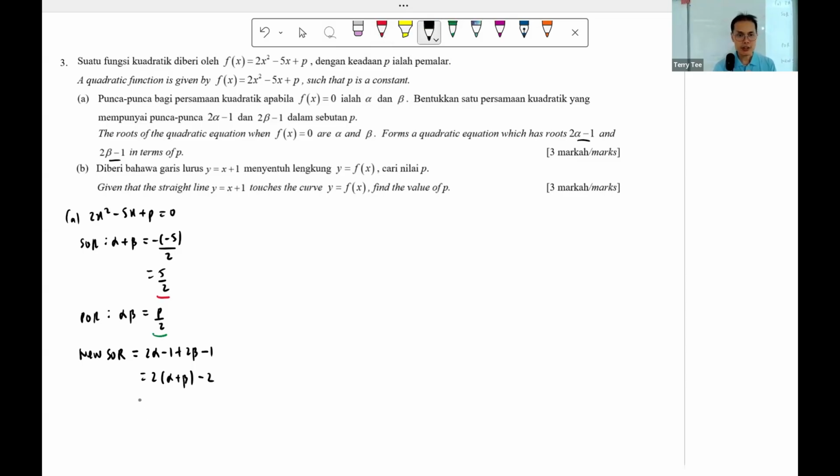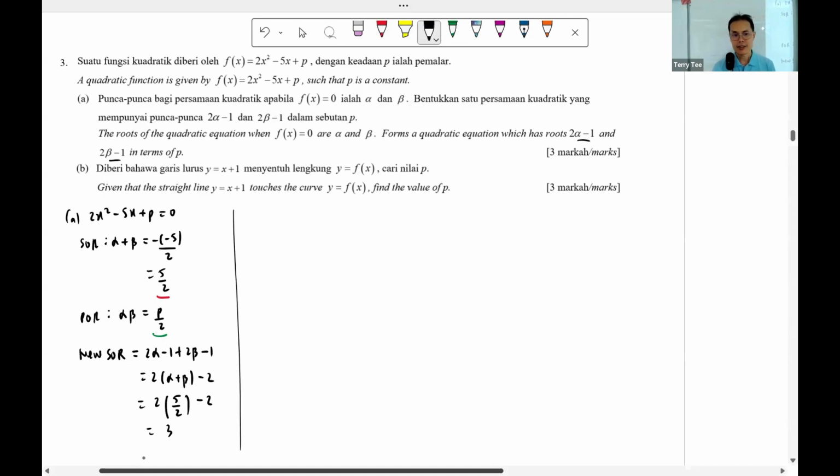So we're going to use these two pieces of information. The first one, I don't need alpha beta, I need alpha plus beta. So simplify this. This will be 3, right? Cancel 2 and 2. 5 minus 2 is just 3.